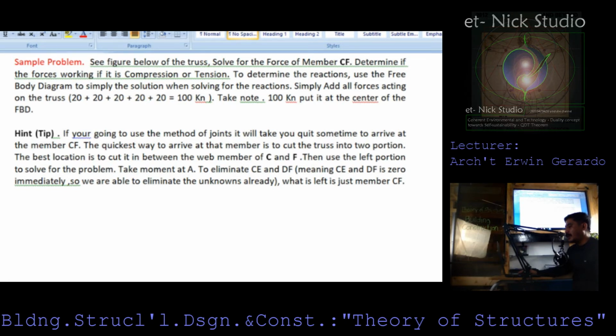Take moment at A to eliminate C, E, and DF, meaning the forces in C, E and DF are 0 immediately. So we are able to eliminate unknowns already. What is left is just member CF.